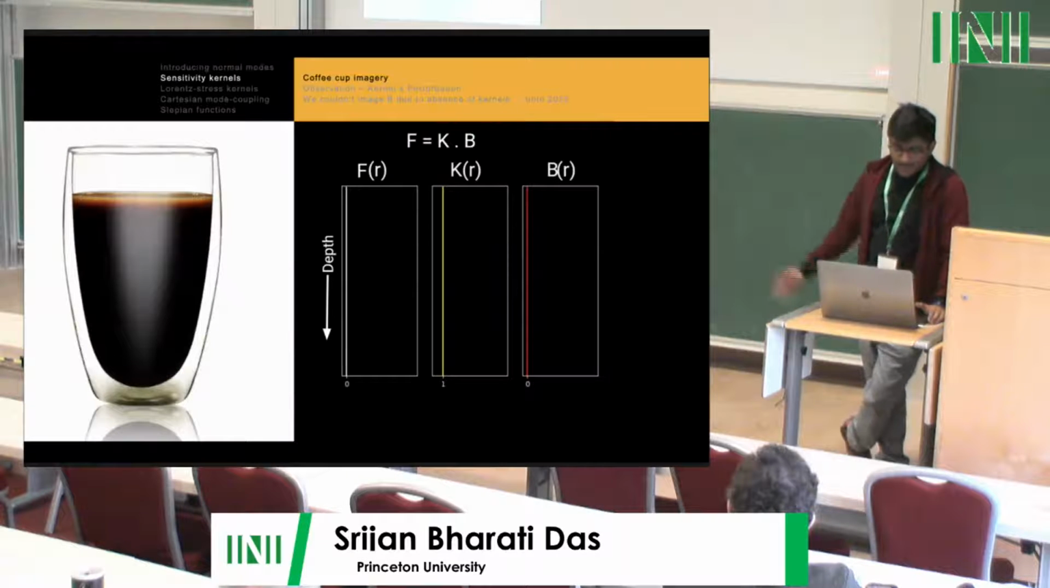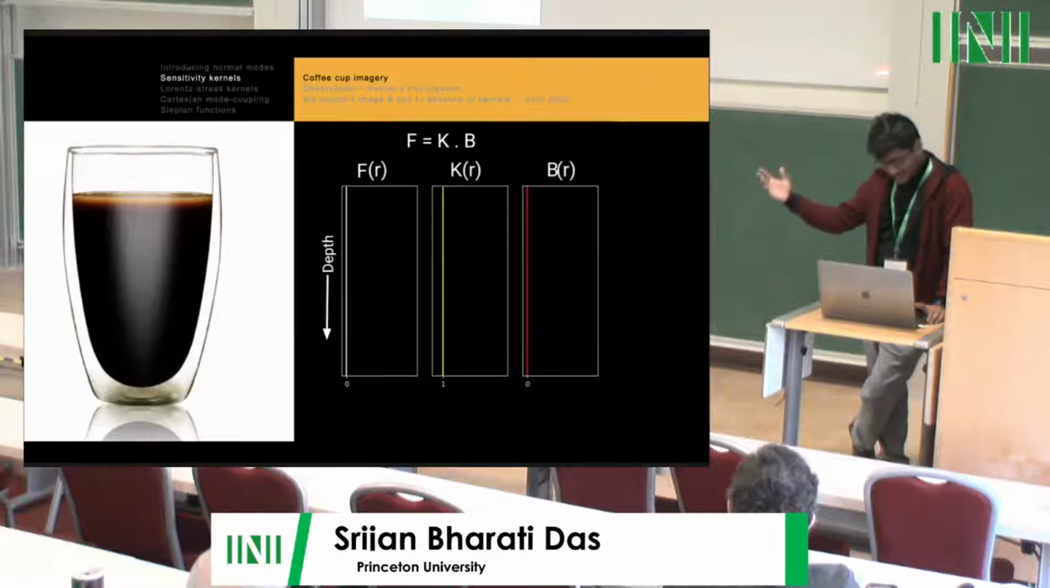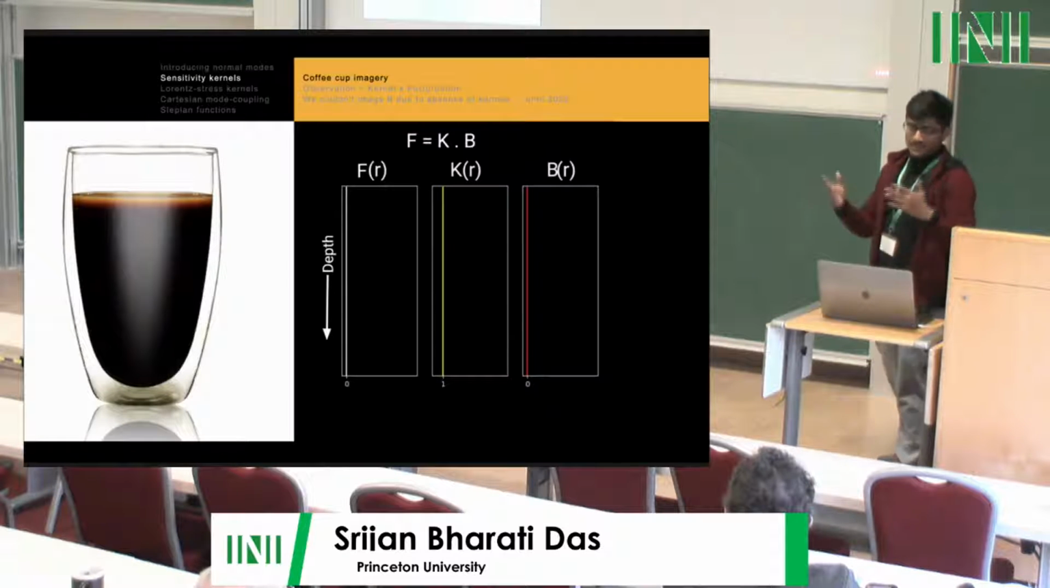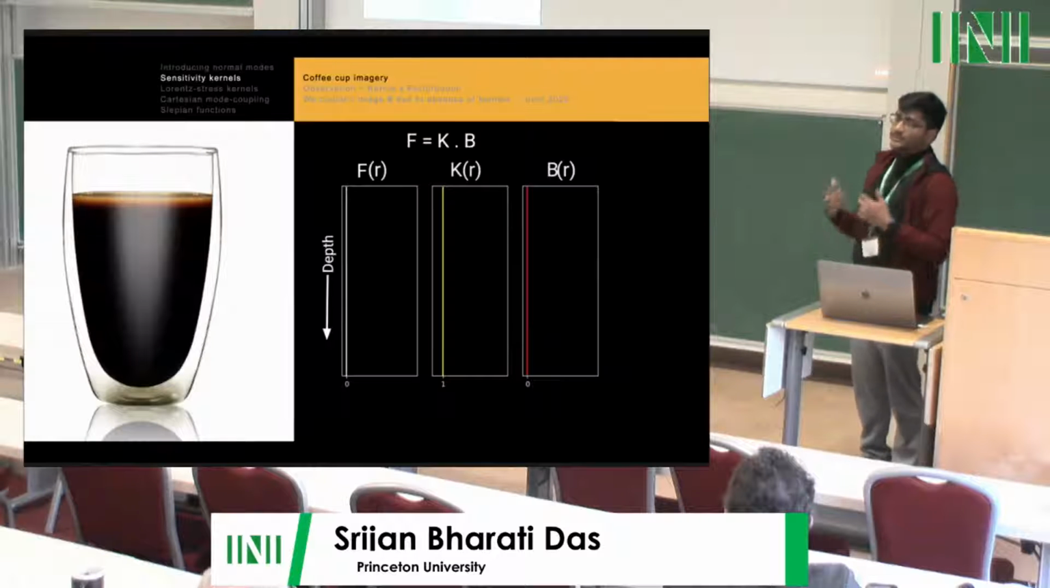So again, most of you perhaps know about what kernels are, but again, I will just introduce this. So let's say we have an observation which is given by f, that's like frequency, k is a kernel, and b for my case is the perturbation, which is magnetic fields.